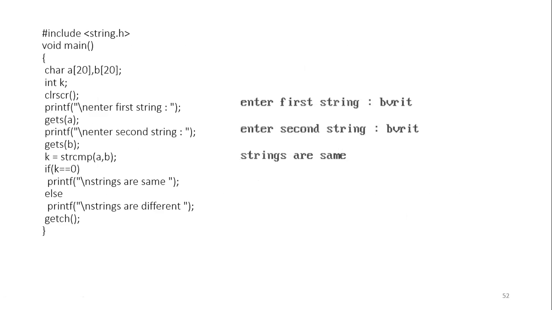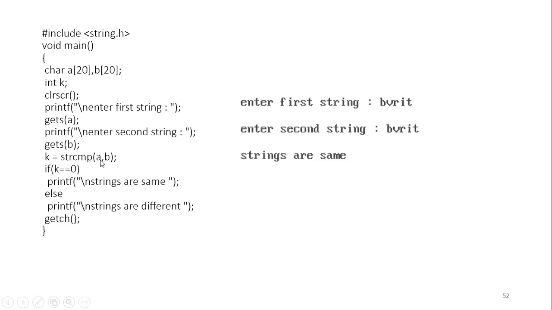An example program for demonstrating the strcmp function. Here I have declared two strings and one integer variable to store the return value of the string comparison. Enter first string. I'm using the gets function to enter the first string, bvrit. The first string bvrit is stored in A. Enter second string. I'm using the gets function to read the string bvrit. So B contains bvrit. Now A is containing string bvrit, B is containing string bvrit.